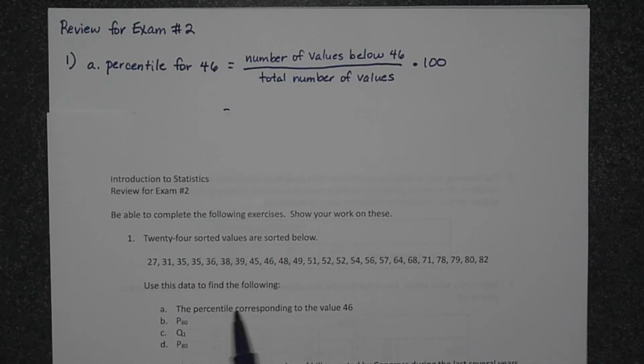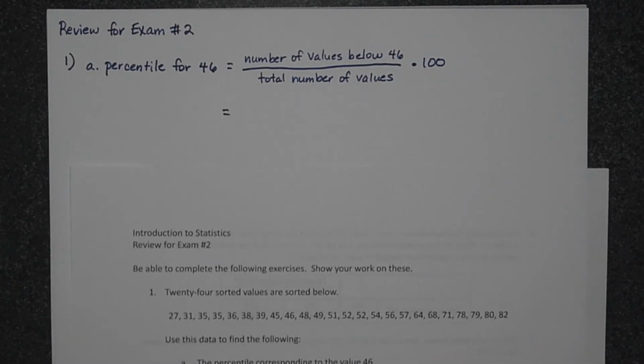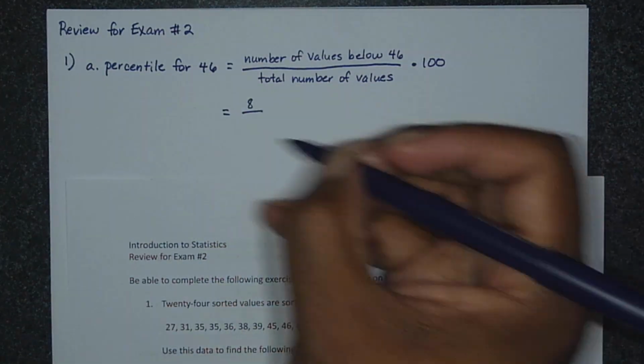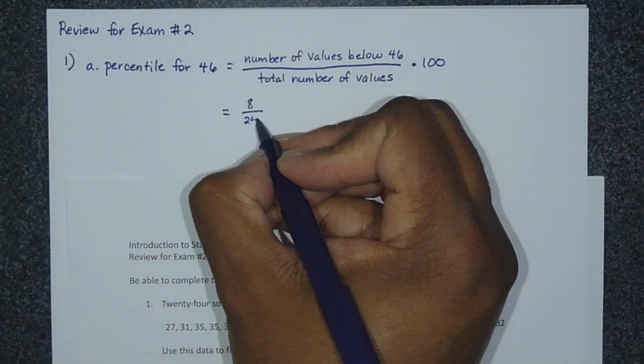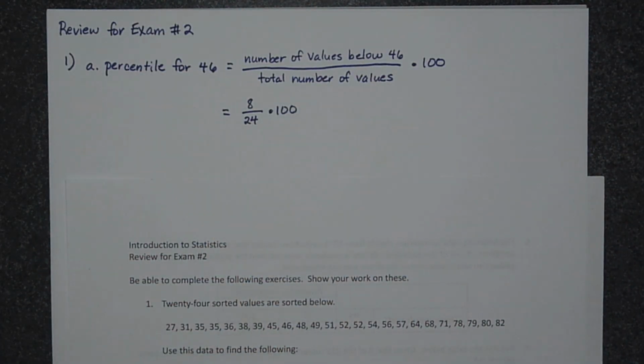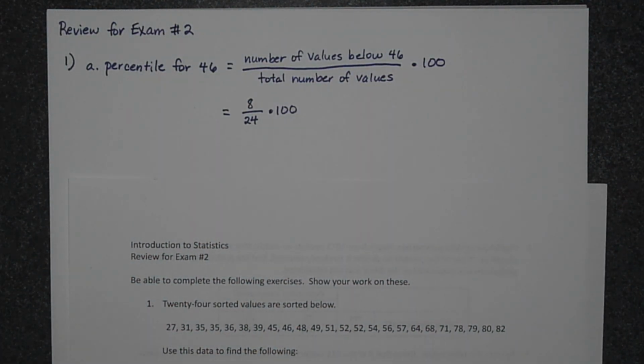So in this case, looking at this, how many data values are less than 46? 8. There are 8. So that means this is going to be 8 over the total number of values, which is given as 24, times 100. So we have to do 8 divided by 24 times 100.